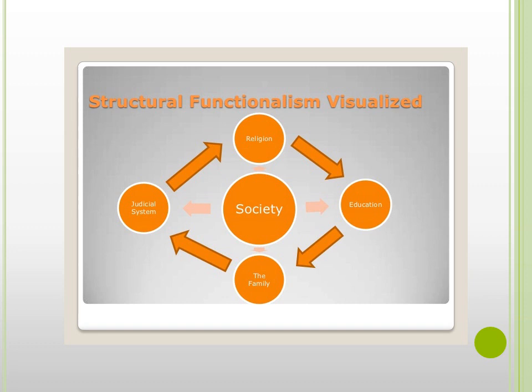And so here's a visual as a way to help us think about social structural functionalism, or just functionalist theory. Society as the center. It is representative of a living organism, and all these different institutions are working together to keep society functioning.